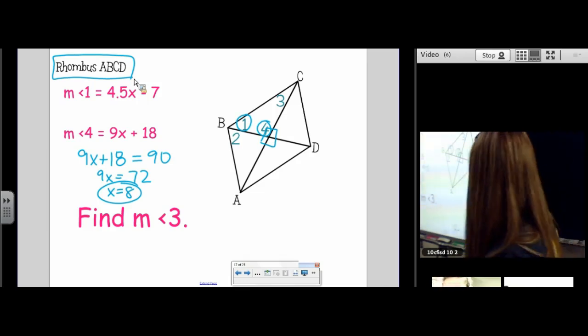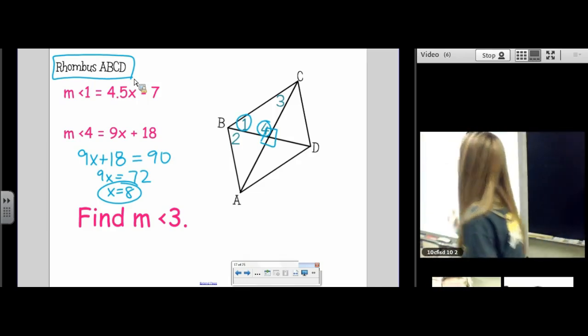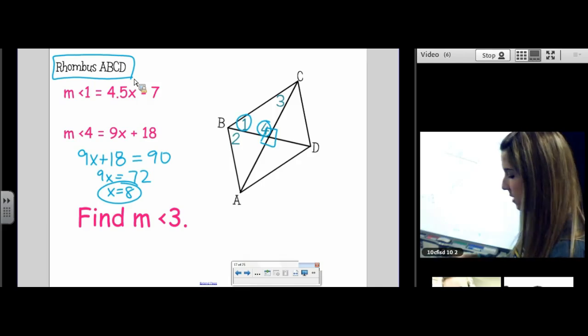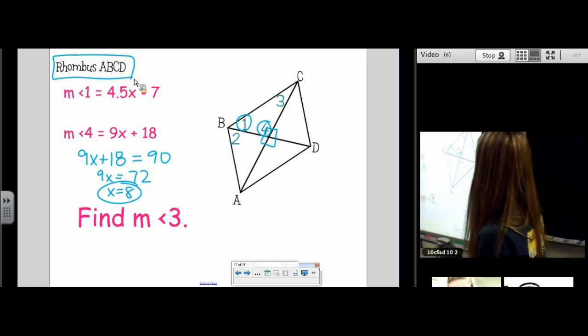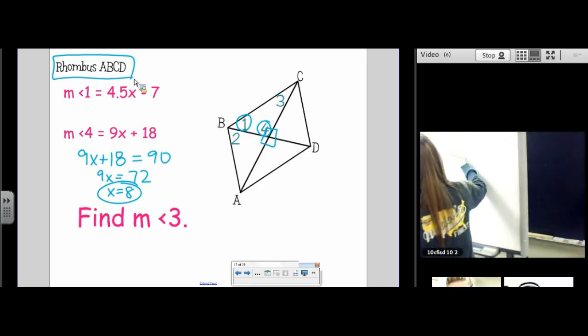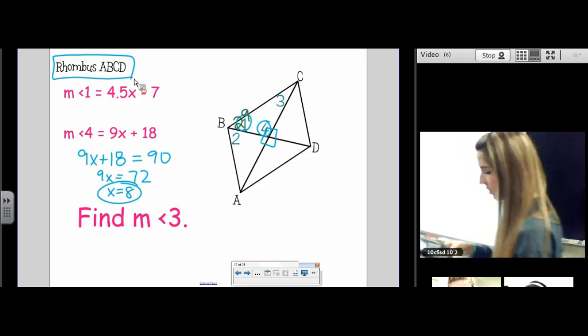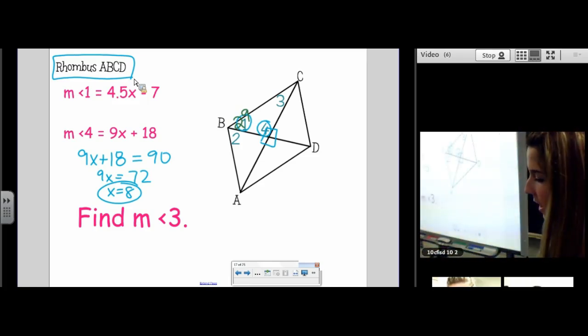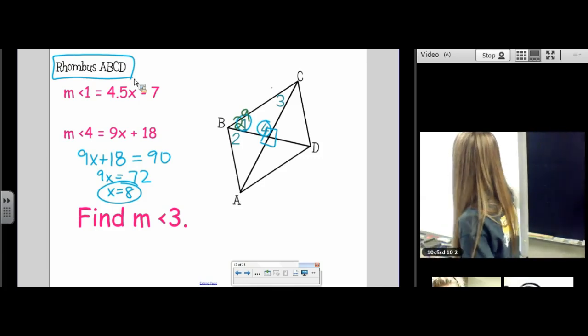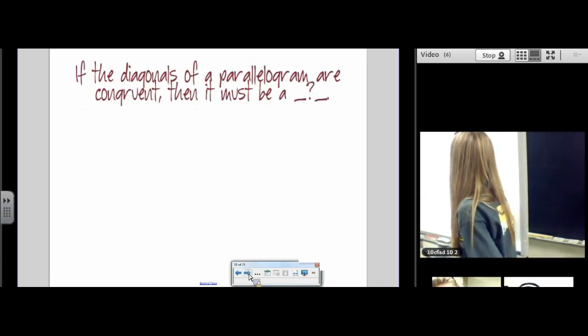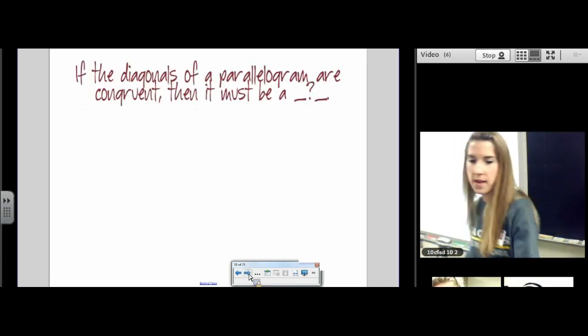Okay, so to find the measure of angle 3, we would need to take that 8 and we would need to plug it in. 4.5 times 8 minus 7. 29 is the measure of angle 1. And then to find the measure of angle 3, we would just do 90 minus 29. 61. Okay, we're going to stop there for today.